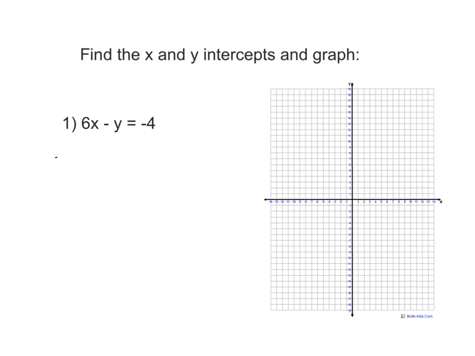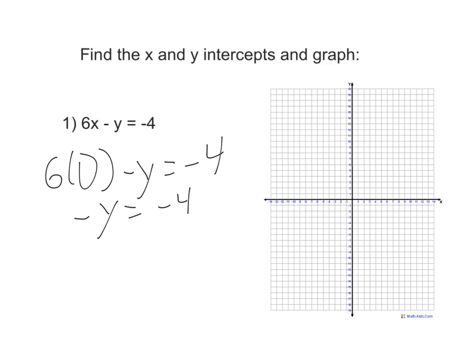So 6 times 0 minus y equals -4. So that would be -y equals -4. Let's multiply everything by -1. So our y-intercept is at +4. So this coordinate on the graph will be (0, 4).